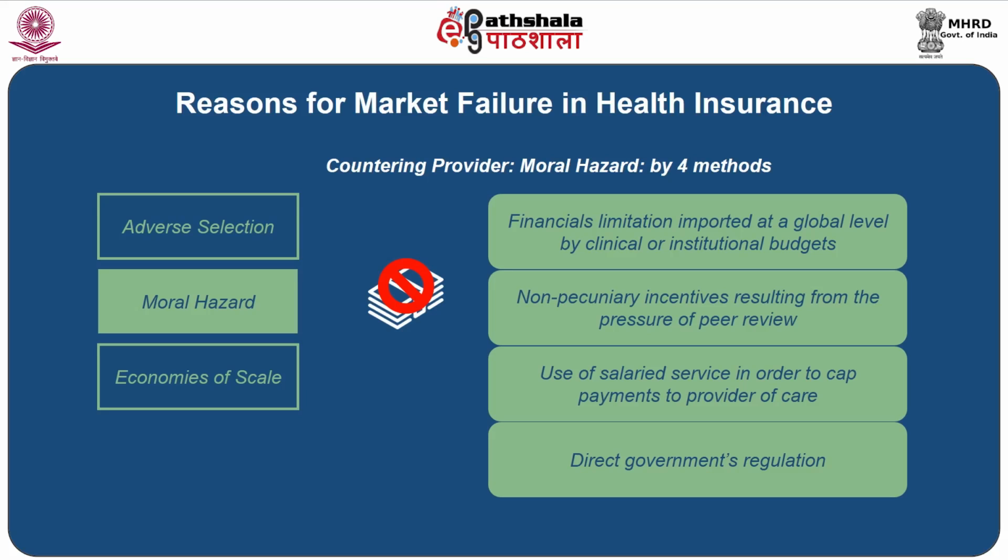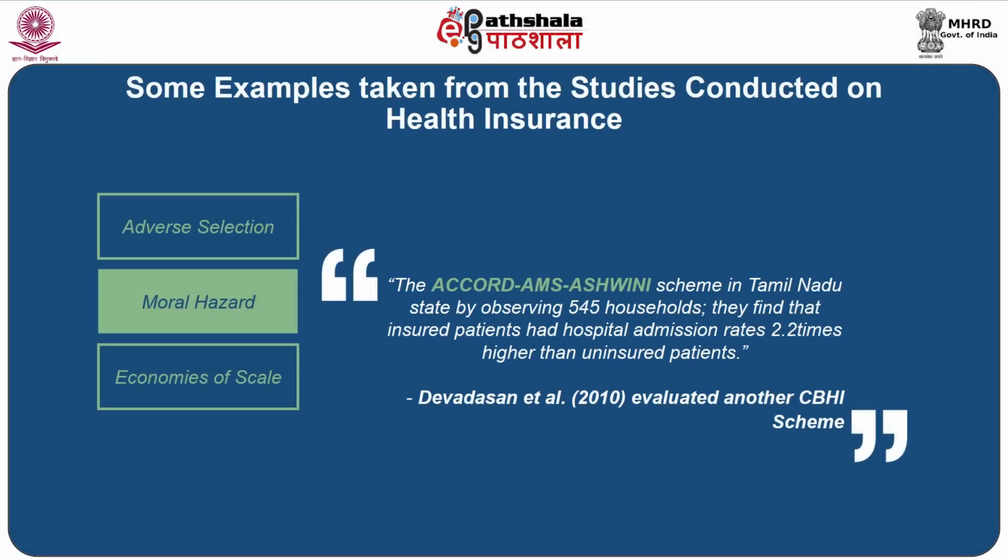2. Non-pecuniary incentives resulting from the pressure of peer review, and financial reward for good practice. 3. Use of salaried service in order to cap payments to providers of care. 4. Direct government regulation as a means of controlling providers, such as a limited list for drug prescriptions by general practitioners, as practiced in Norway. Some examples taken from studies conducted in health insurance.